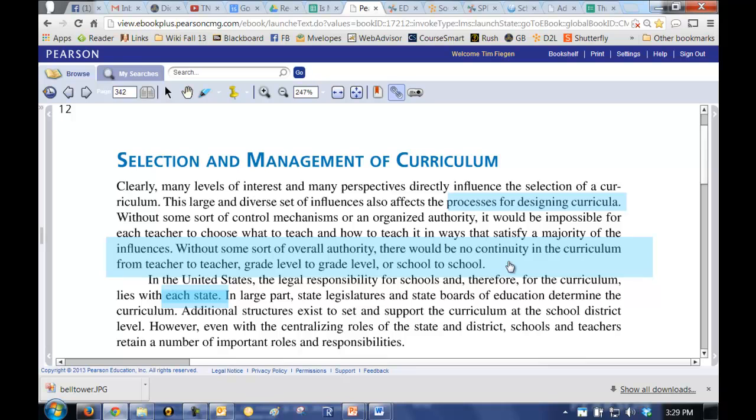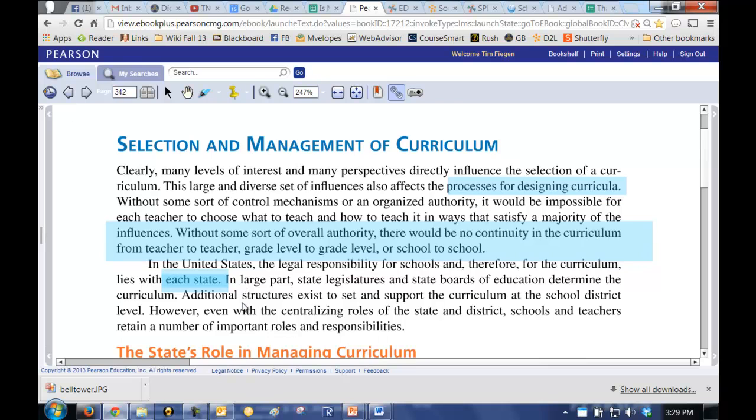Right? So in the United States, who is the legal authority on education? Well, the feds think they are, but it's really the state. We've talked about that a number of times. And who is the state? Well, state legislatures, state boards of education, that group, Departments of Education.